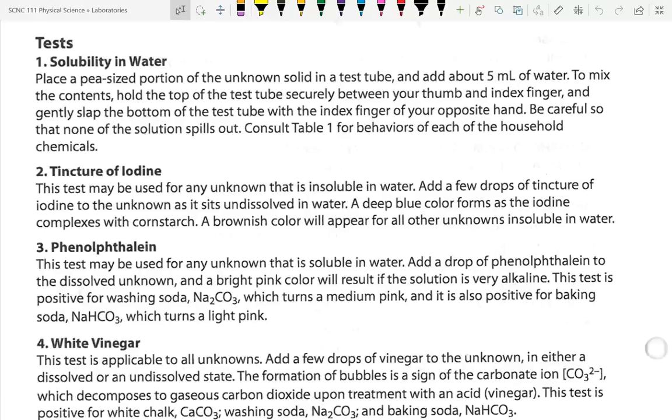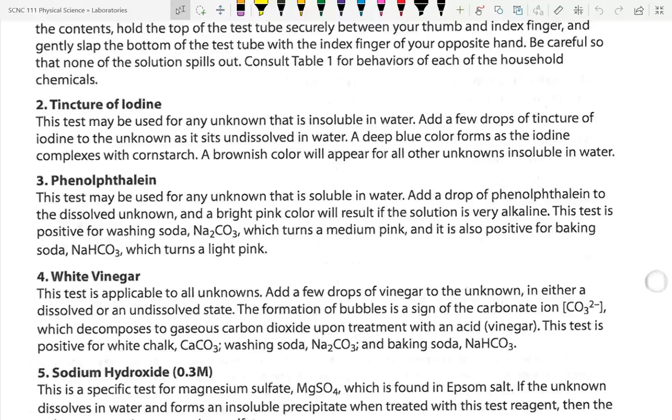And so with this one here now, of course, I didn't pay close attention to how much I had in there because I'm thinking about now, what am I going to do next? But I would need to record what happened. Based on what happened, you're going to go on to a different test. So we have a couple of different tests. The tincture of iodine test is one used for any unknown that is insoluble in water.